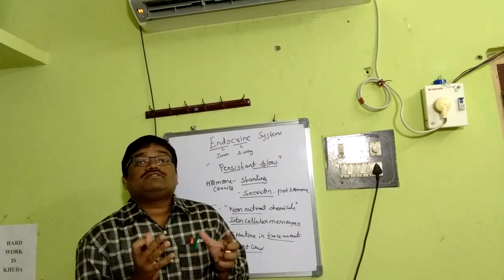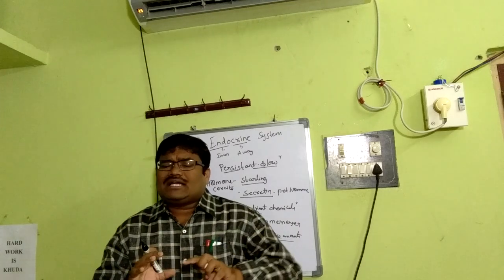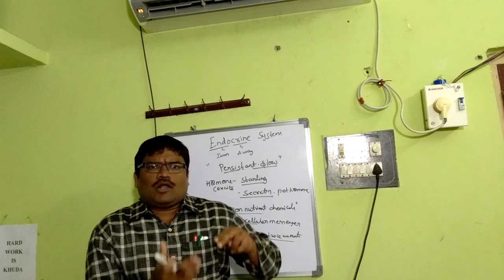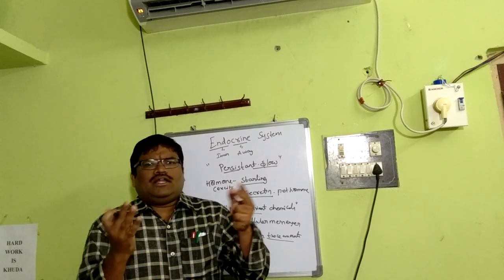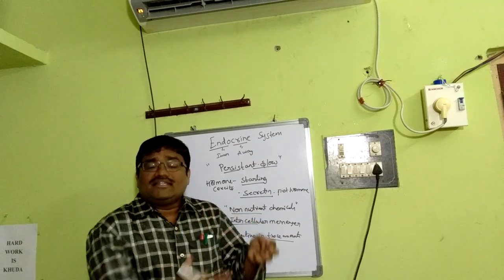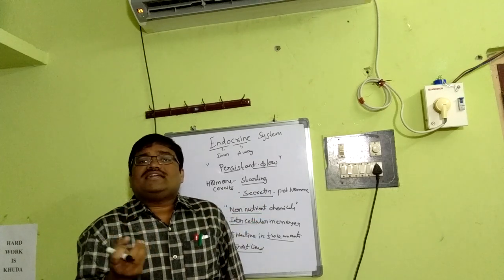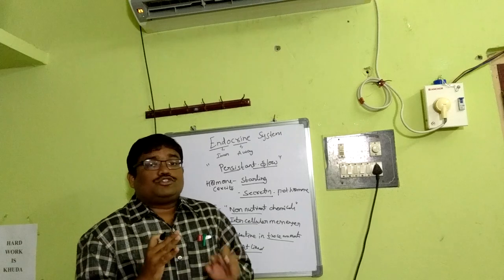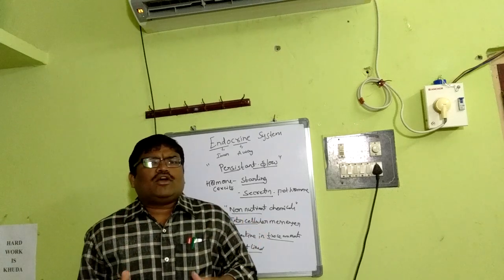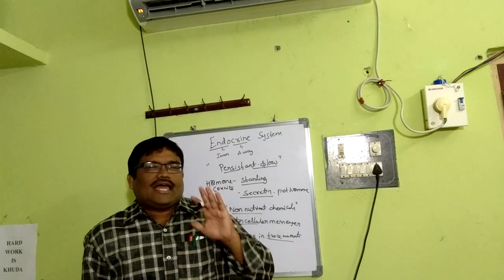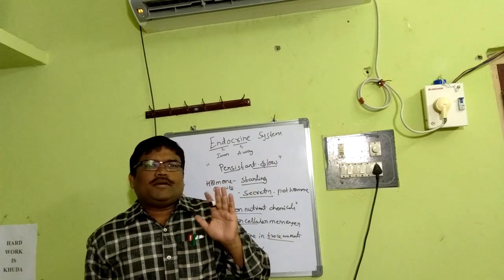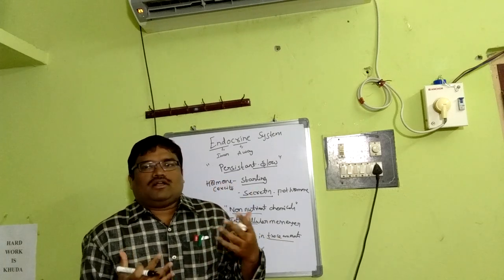So that covers the basic features of hormones. The hormone is the basic pillar, and what constitutes the endocrine system? Broadly, endocrine glands and different diffuse tissues and cells which secrete hormones constitute the endocrine system. Depending on the chemical nature of the hormone, there are three different kinds: amine hormones, peptide and protein hormones, and steroid hormones.